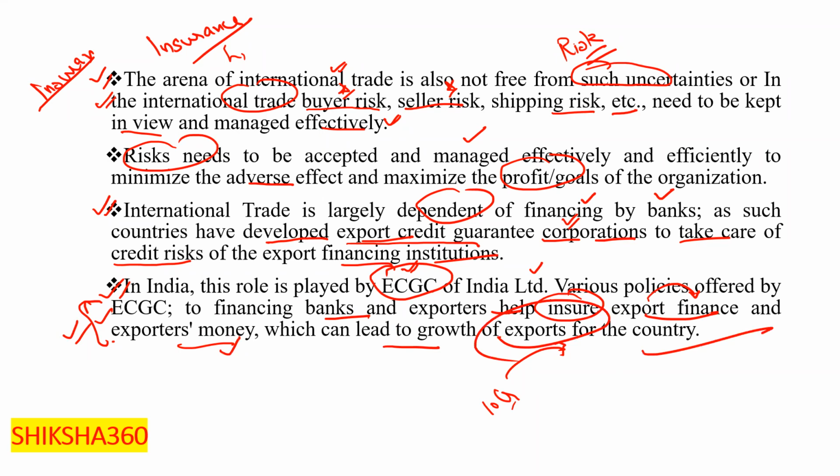If the exporters know that they will face this risk and their money will be lost, they will do less export. But if an agency provides a guarantee that if they face this loss, it will pay them the money, they will start exporting more.